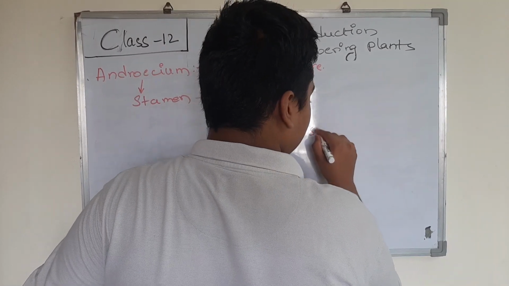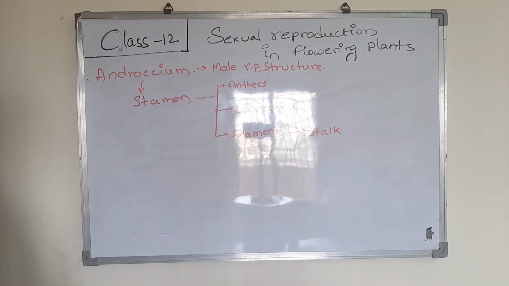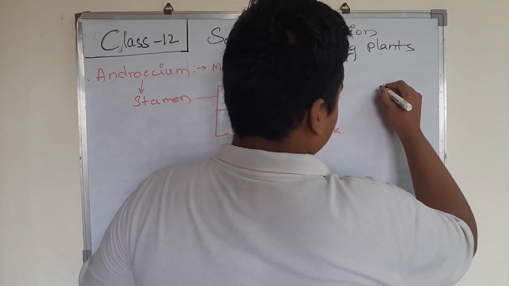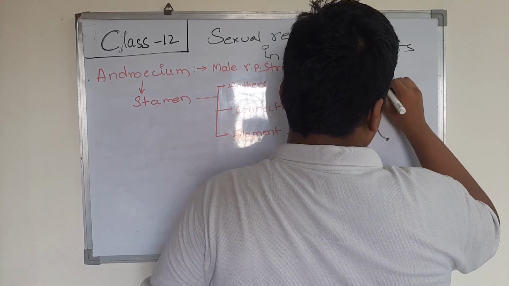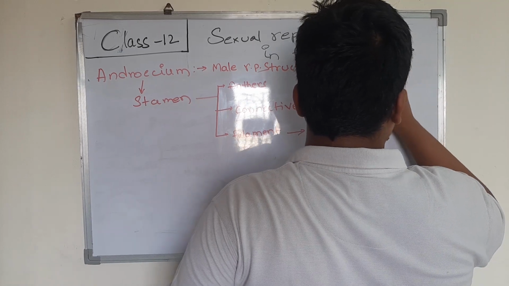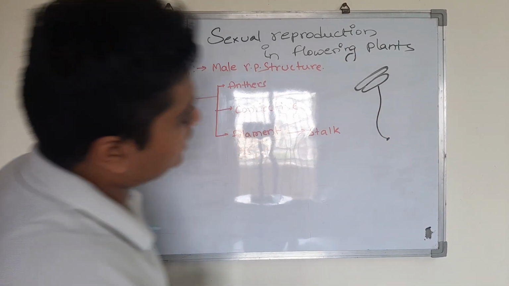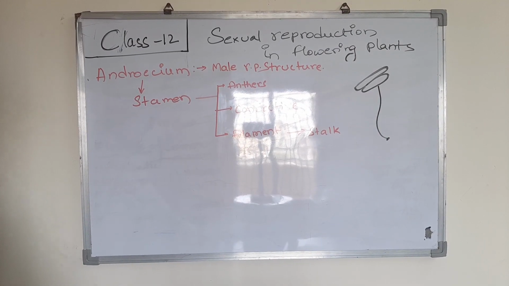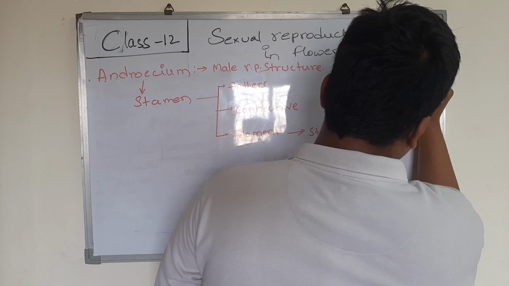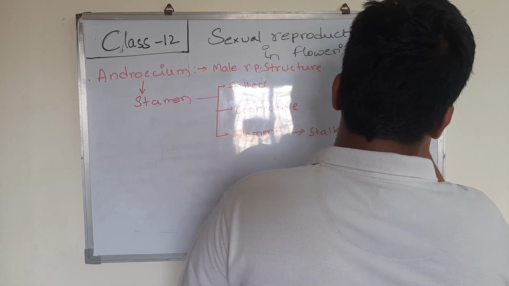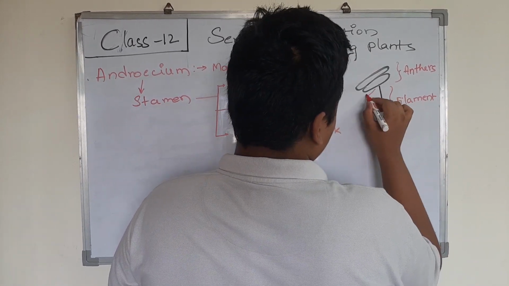Filament is just a stalk. I'll be drawing the diagram for you. Please watch. This is a typical diagram of a stamen. This part, which is generally lobed, is your anther, this part is your filament, and this part is your connective.